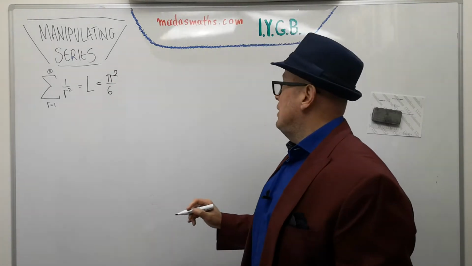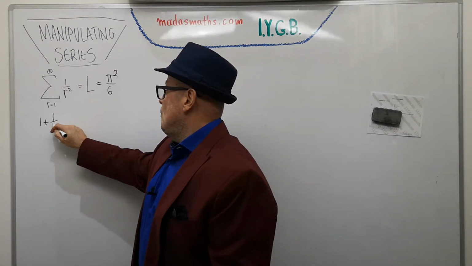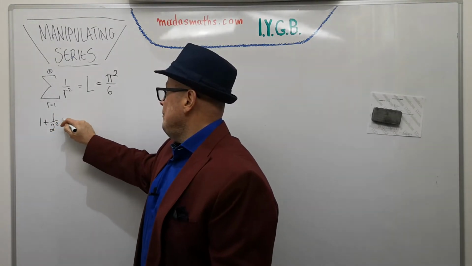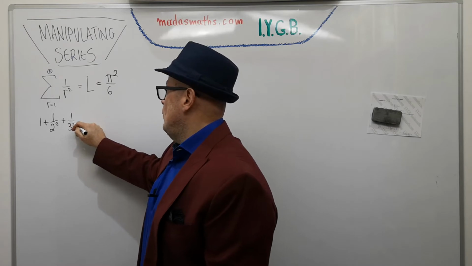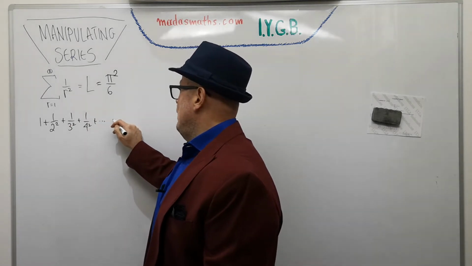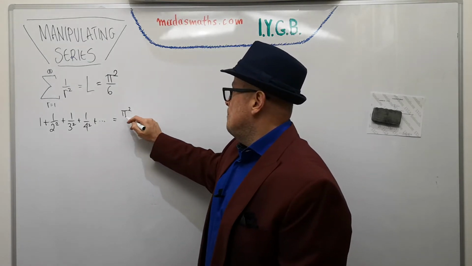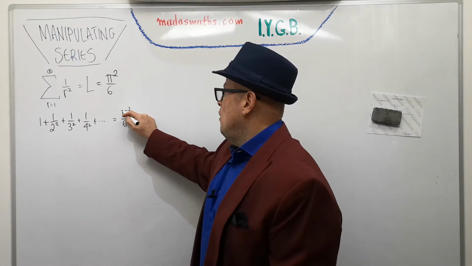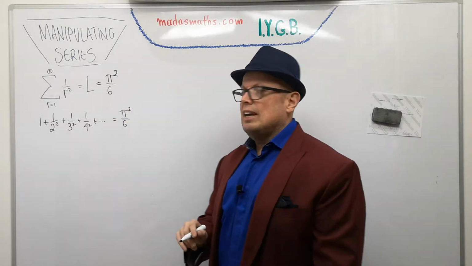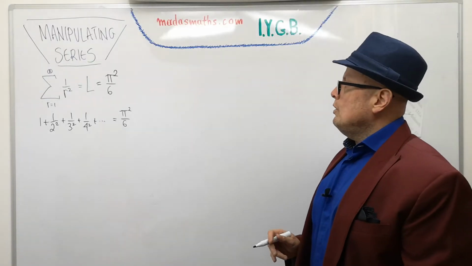So what it actually says is 1 plus 1 over 2 squared plus 1 over 3 squared plus 1 over 4 squared plus dot dot dot forever. The sum to infinity is in fact, bizarrely, pi squared over 6, one of the celebrated results that most people who show interest in maths are aware of. So what are we going to do with this?